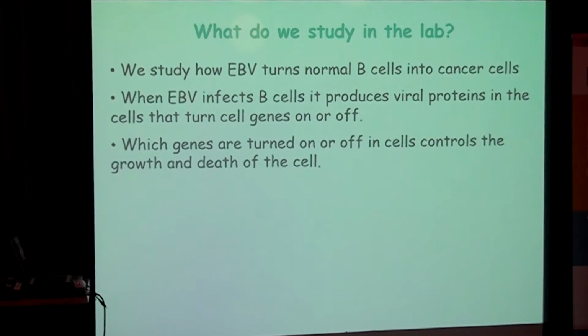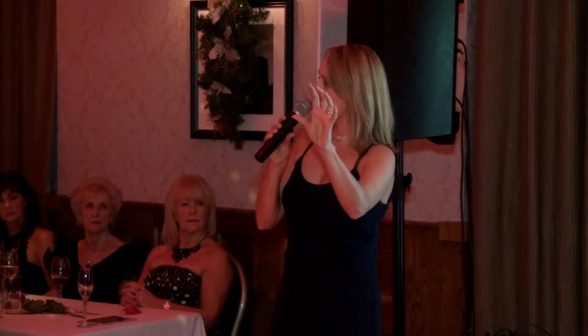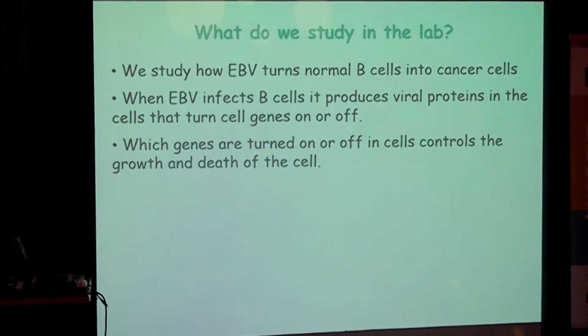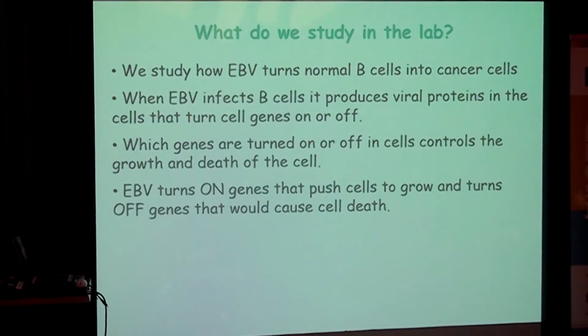So we know that which genes are switched on and which genes are switched off in every cell in the body is really important in controlling the growth of that cell and whether that cell dies or not. So the genes that are switched on will make it grow in appropriate circumstances, or they can actually trigger cell death in some circumstances.